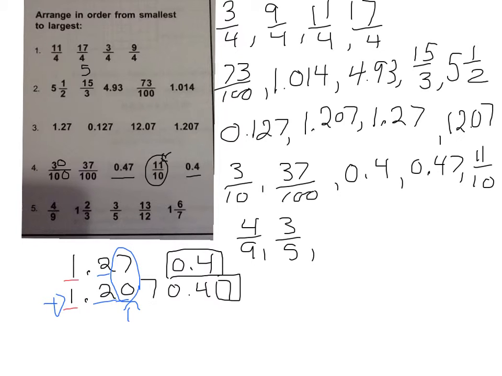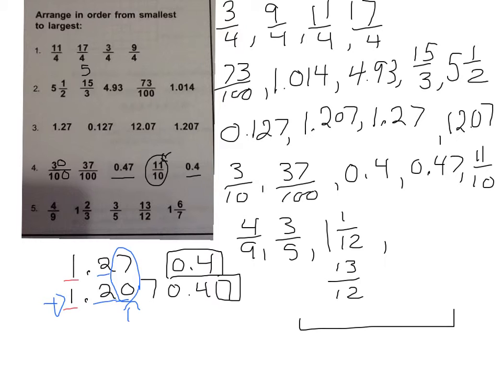Now, I've got 3 more left. I have 1 2/3. I have 13 over 12, which is going to be 1 1/12. And I have 1 6/7. 1 1/12 is going to come next, or 13 over 12, because it's 1 and then just a little tiny bit more. Okay, then I have to look at the last 2. I have 2/3 and 6/7.